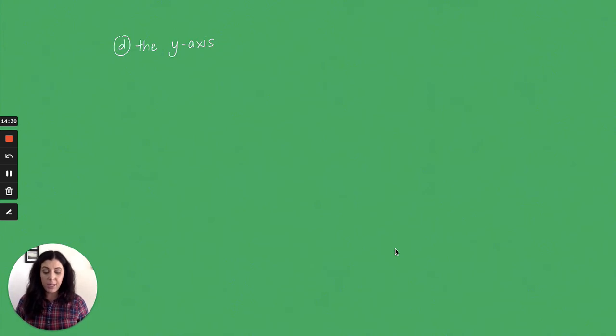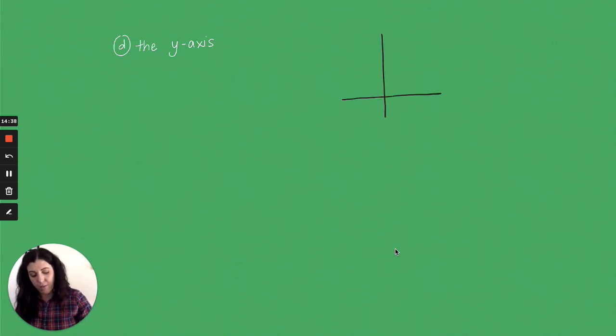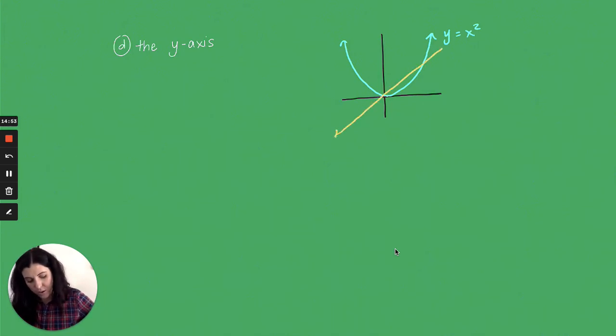We're going to do it with respect to the y-axis. This can also be very challenging for students. We have the same picture drawn. Okay, so I have my y equals x squared curve. This is y equals x squared. And then we have our y equals 2x curve. So the blue one, or excuse me, the yellow one is y equals 2x.